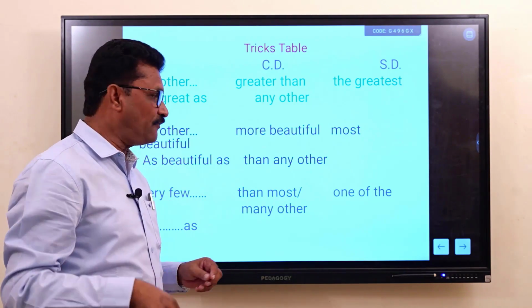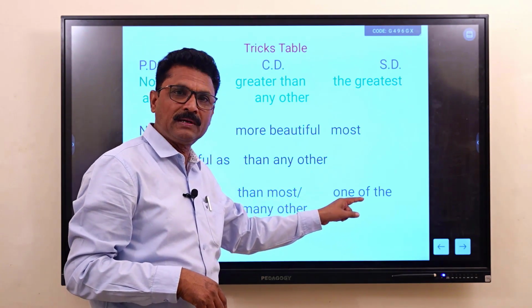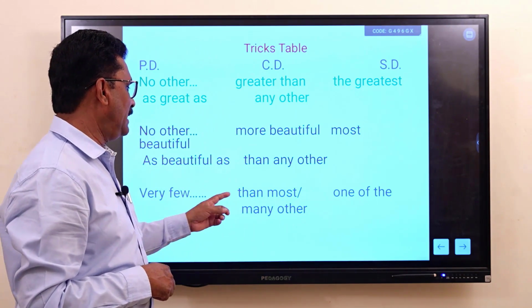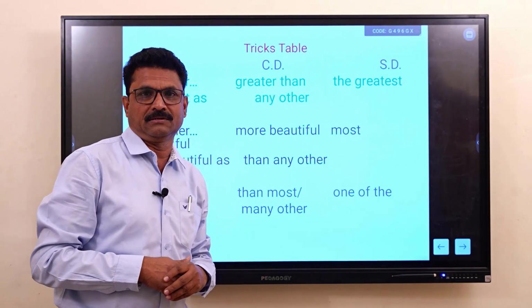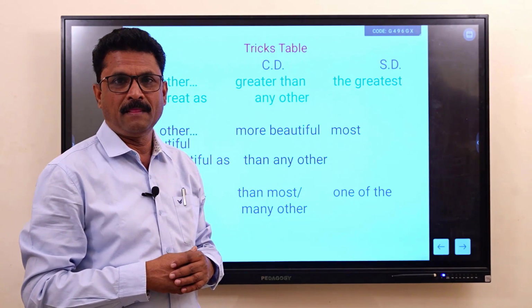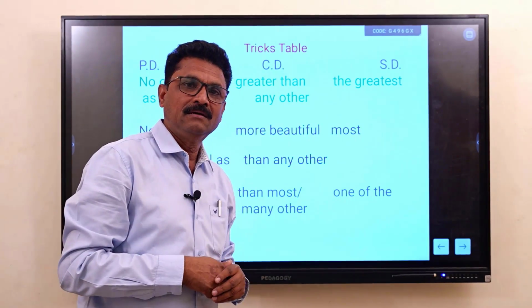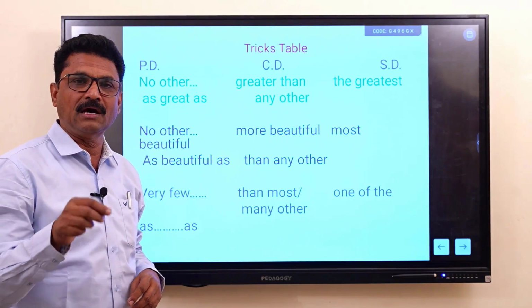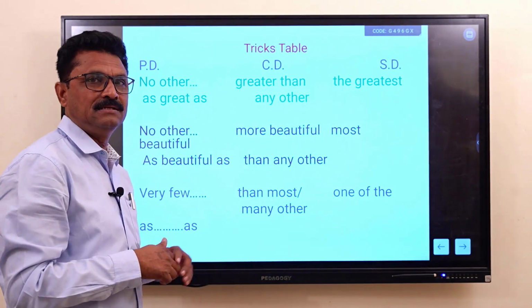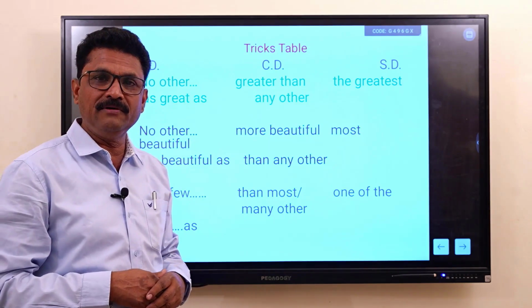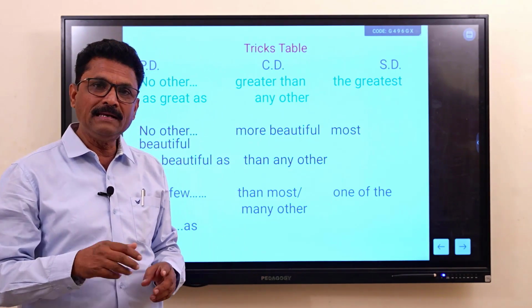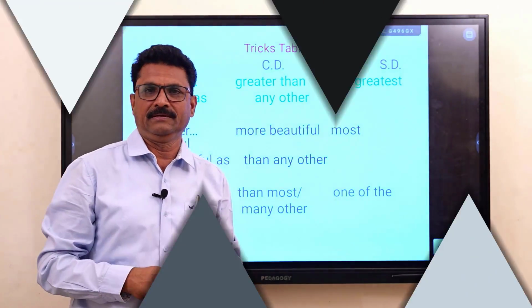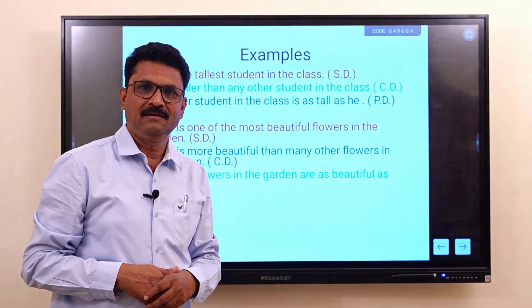If there is a one of the phrase in a superlative degree, we can use than most other or than many other in comparative degree, and we can start positive degree with very few, and then we can use a root adjective in as. So this table will help us while converting superlative degree into comparative degree and positive degree. So examples are here. Look here.